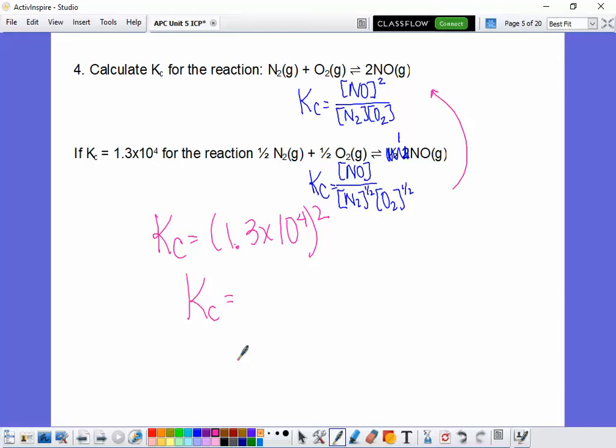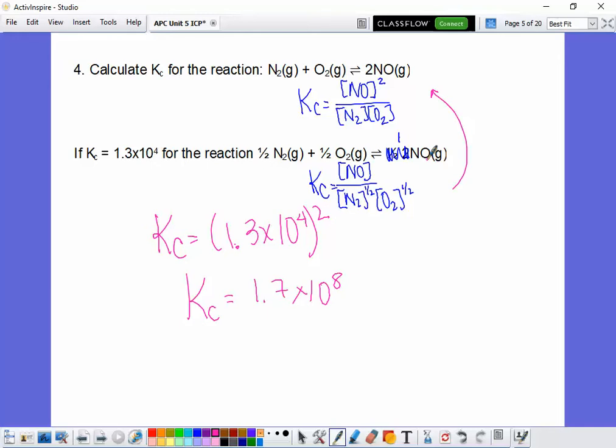And what do you get? 1.7 times 10 to the 8th, right? Now, this equation as written, the one with half, half, and 1, had 1.3 times 10 to the 4th as its Kc value. What does that tell us about the reaction? Favors the products. This one, when all the coefficients are doubled, we get 1.7 times 10 to the 8th. What does that mean? Favors the products even more.